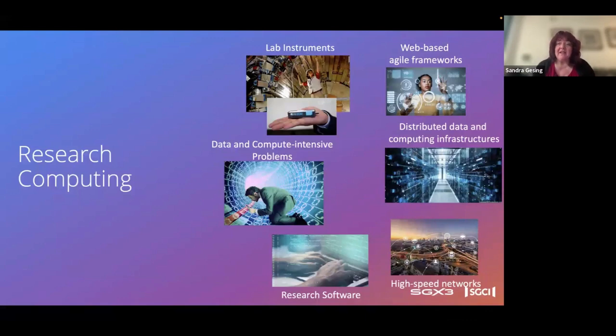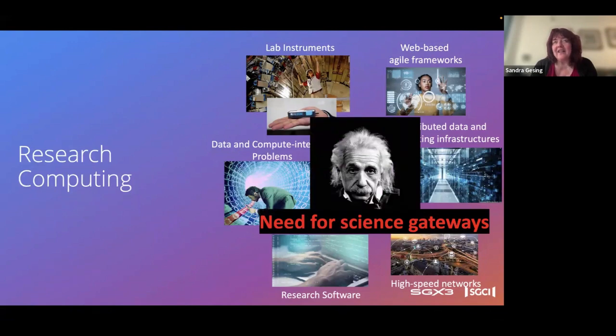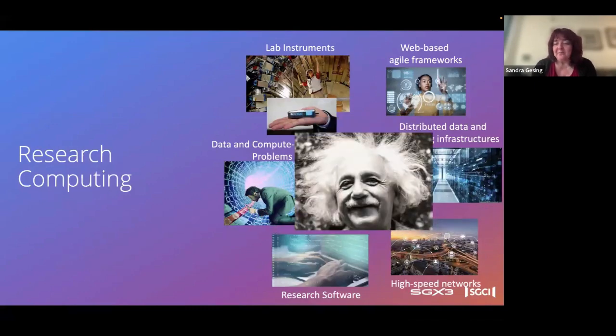We have the distributed data and computing infrastructures, luckily high-speed networks, otherwise we could not do hybrid meetings. Complex research software and data and compute intensive problems, and the researcher is in the middle and often needs all this for research computing and to solve their science questions. They need to use all this in research computing environments. And science gateways are really needed to help them go from a little bit overwhelmed researchers to happy researchers.